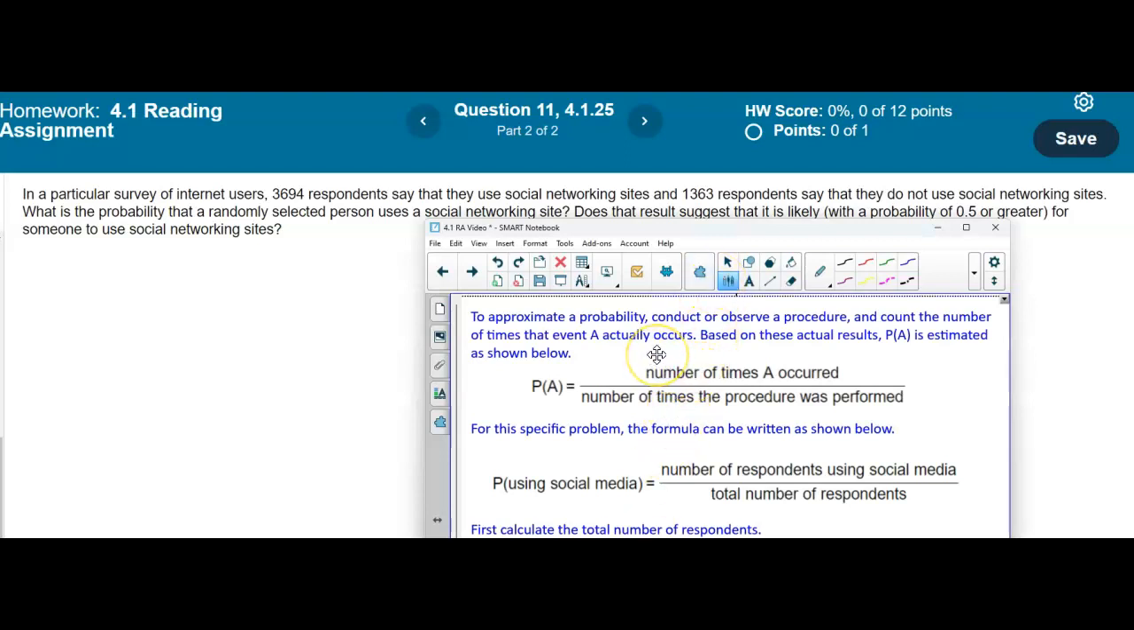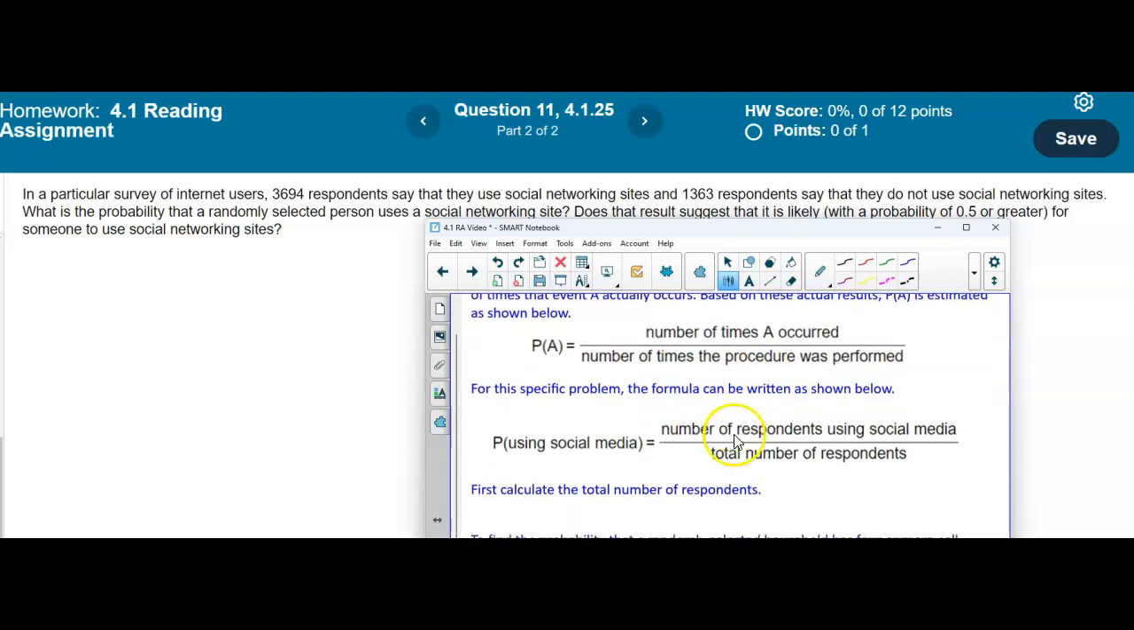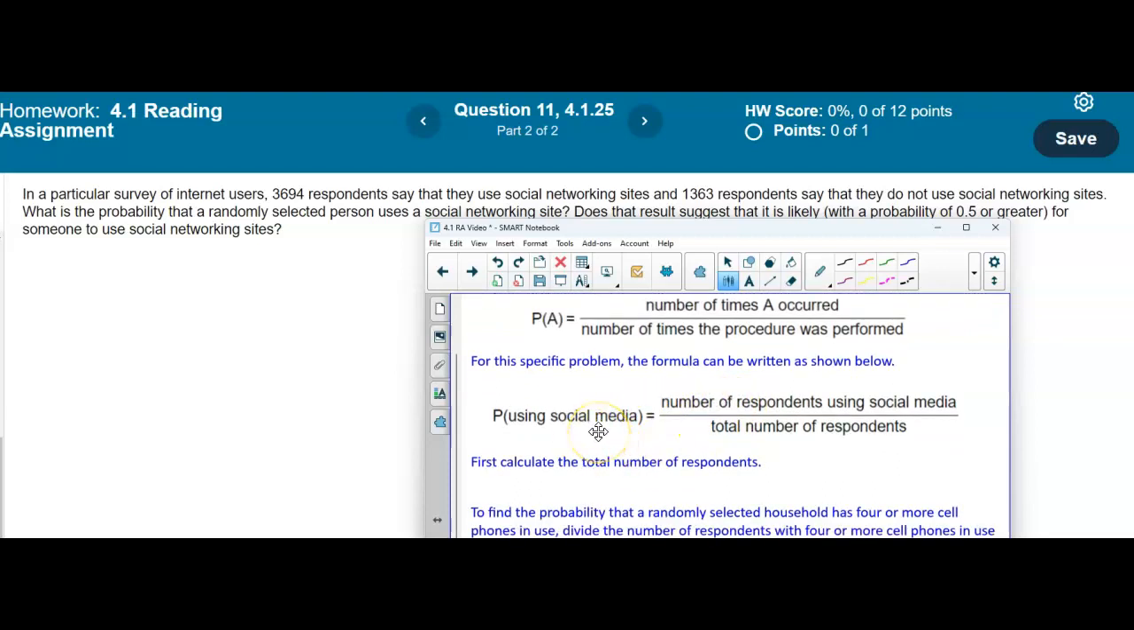So to approximate a probability, we want to be able to conduct or observe a procedure and count the number of times that event A actually occurs. So based on these actual results, the probability of A is estimated as shown below: the number of times A occurs over the number of times the procedure was performed. For this specific problem, the formula can be written as shown below. The probability of using social media is equal to the number of respondents using social media divided by the total number of respondents.